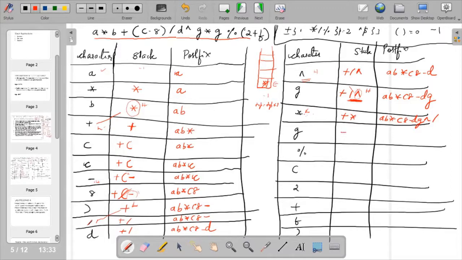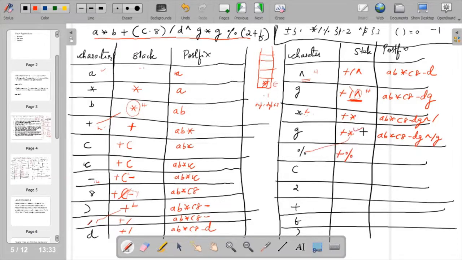Next is G, directly push that into the postfix. So AB star C8 minus DG cap and G. Okay, next is again modulus. So when it is modulus, again star, both have the same priority, so it needs to be popped. So it will be plus modulus.